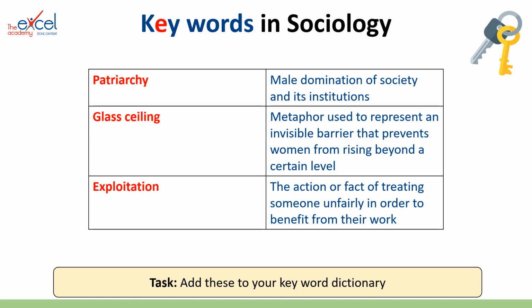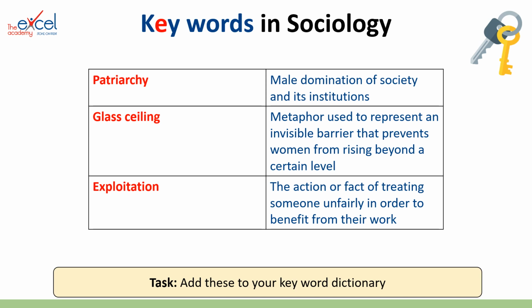Another key concept within feminism is the glass ceiling, which is a metaphor used to represent the invisible barrier that prevents women from success or excellence in certain fields. An idea that women can see the top of the mountain, as it were, but they can't access it because of systemic, societal, structural barriers that are preventing them from getting there.